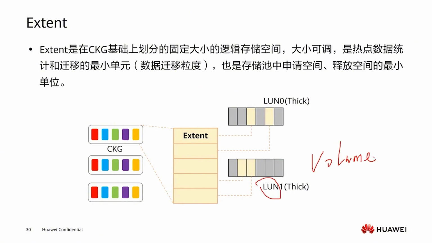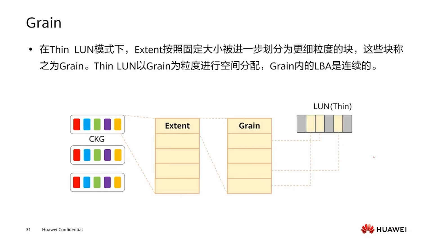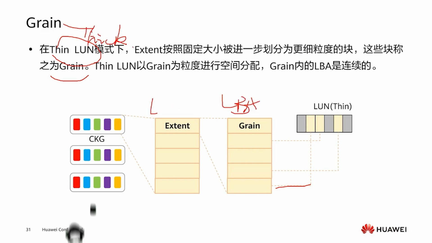An extent belongs to the same volume or LUN, and the size of the extent can be set when creating the storage pool and cannot be changed after creation. The size of extents can vary between different storage pools, but the size of extents in the same storage pool is the same. In thin LUN mode, extents are further divided into finer blocks of a fixed size. These blocks are called grains, and thin LUN allocates space at the granularity of grains. In a grain, the LBA is continuous, while for thick LUN, this object does not exist and there is no grain.